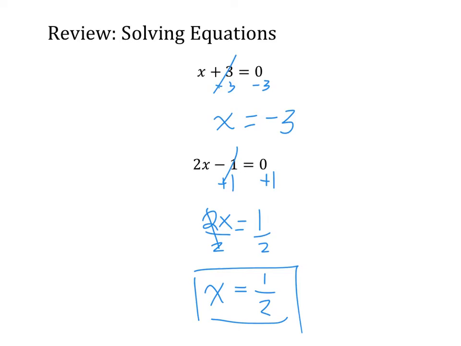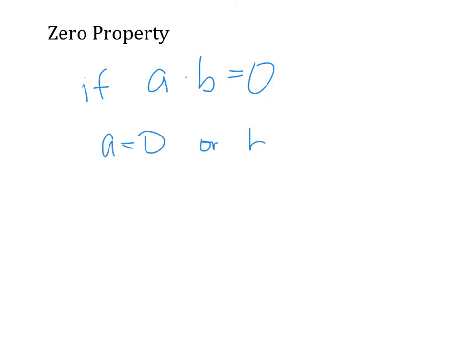Okay, now we're going to go into looking at the zero property. So the zero property just states that if I have a product of two factors, so if I have a times b, and if a times b is equal to 0, then either a is 0 or b is 0. And this is because if I multiply two things and I get 0, at least one of those things has to be 0.